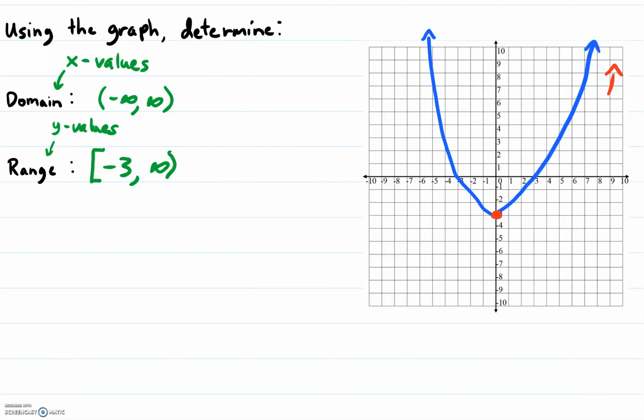One thing to keep in mind is if you ever have a quadratic, a parabola I should say, your domain is always going to be all real numbers, or negative infinity to positive infinity. And your range is always going to be negative infinity to whatever the vertex is if it's opening downward, and it's always going to be whatever the vertex is to positive infinity if the parabola is opening upward. So that's kind of a shortcut for problems like this.